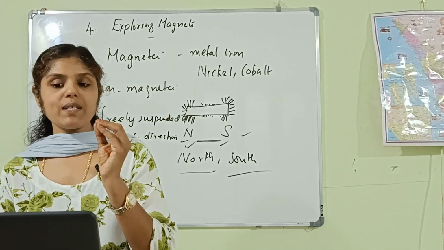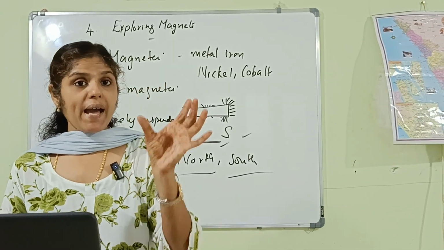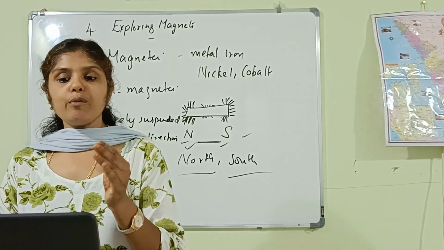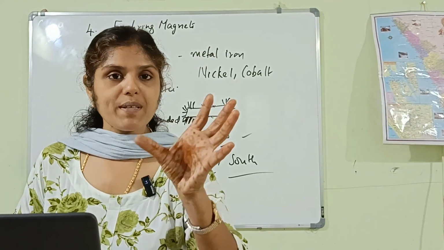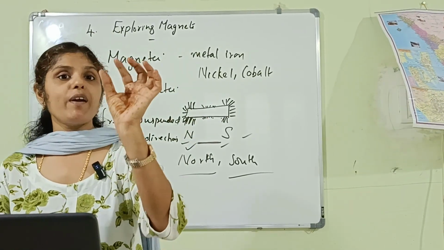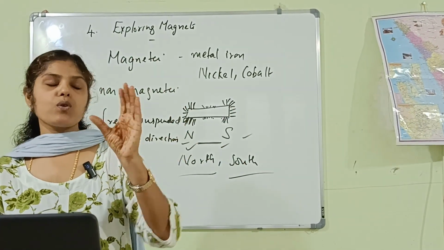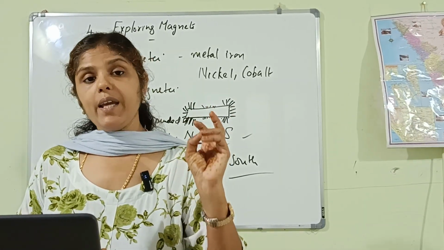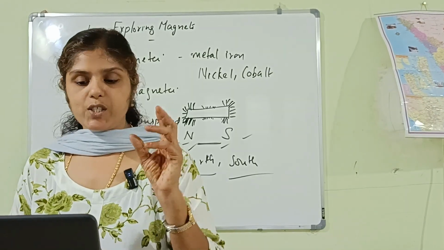A magnetic compass has a magnet in the shape of a needle, which can rotate freely. The needle of the magnetic compass indicates the north-south direction. The compass consists of a needle made up of a magnet, and that magnet indicates the north-south direction. Likewise, we can find out the direction.